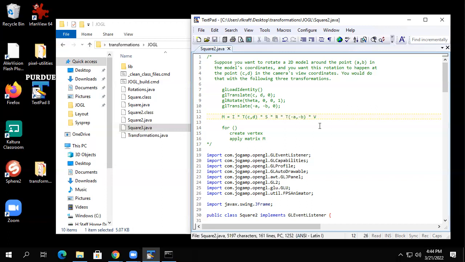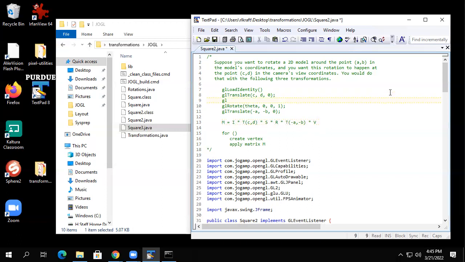Okay. Let's try that. Now, if we're reading from left to right, the code would go: translation, scale, rotate, translate. So let's put the scaling right before the translation in the code. So up here, that would be GL scale.